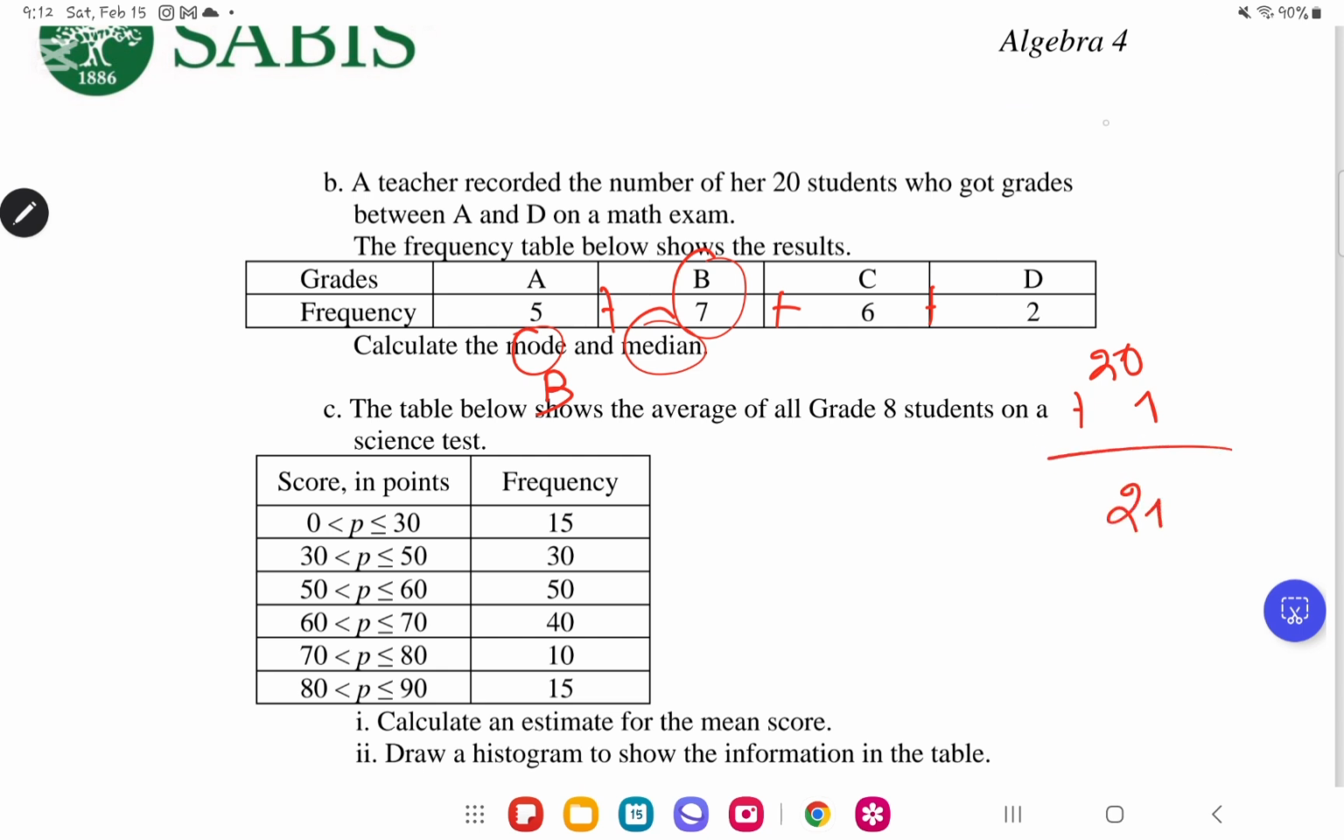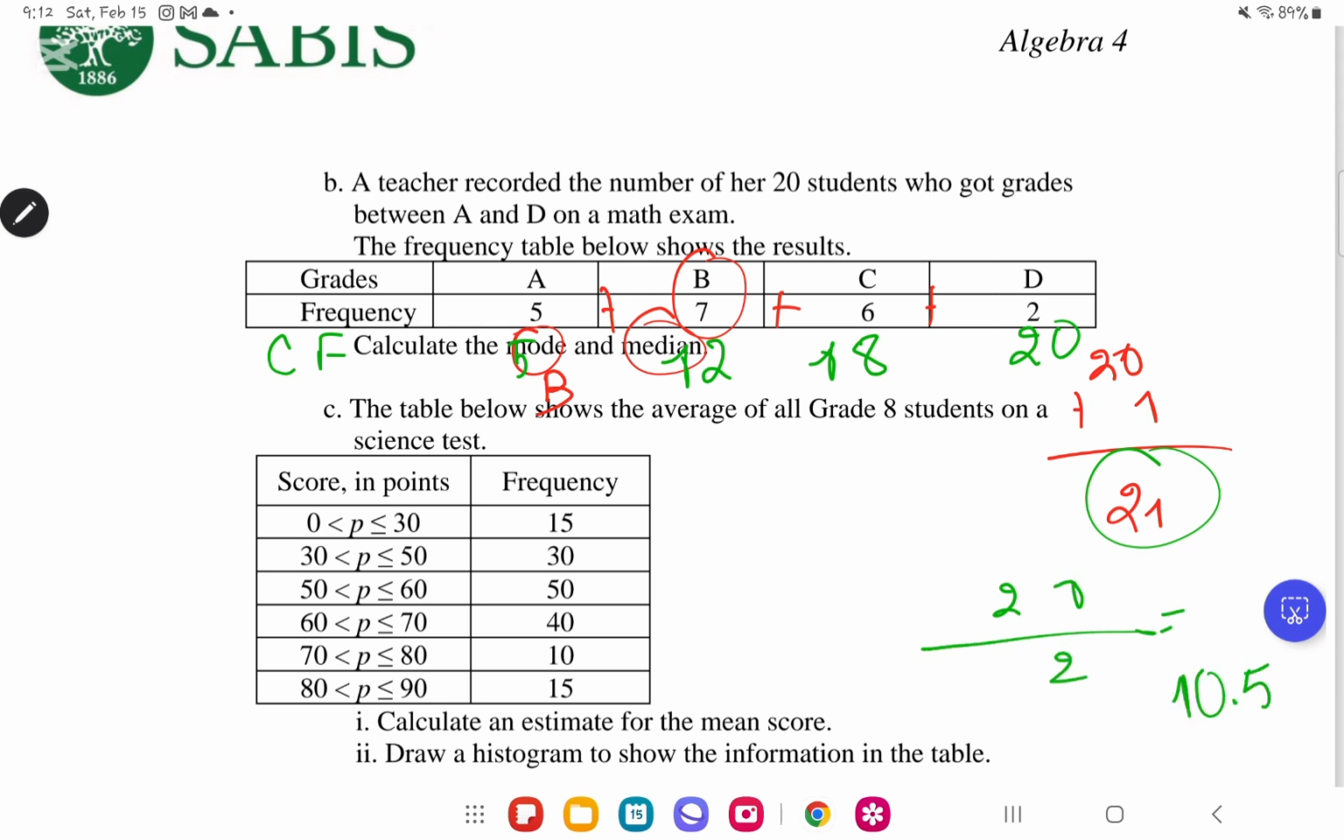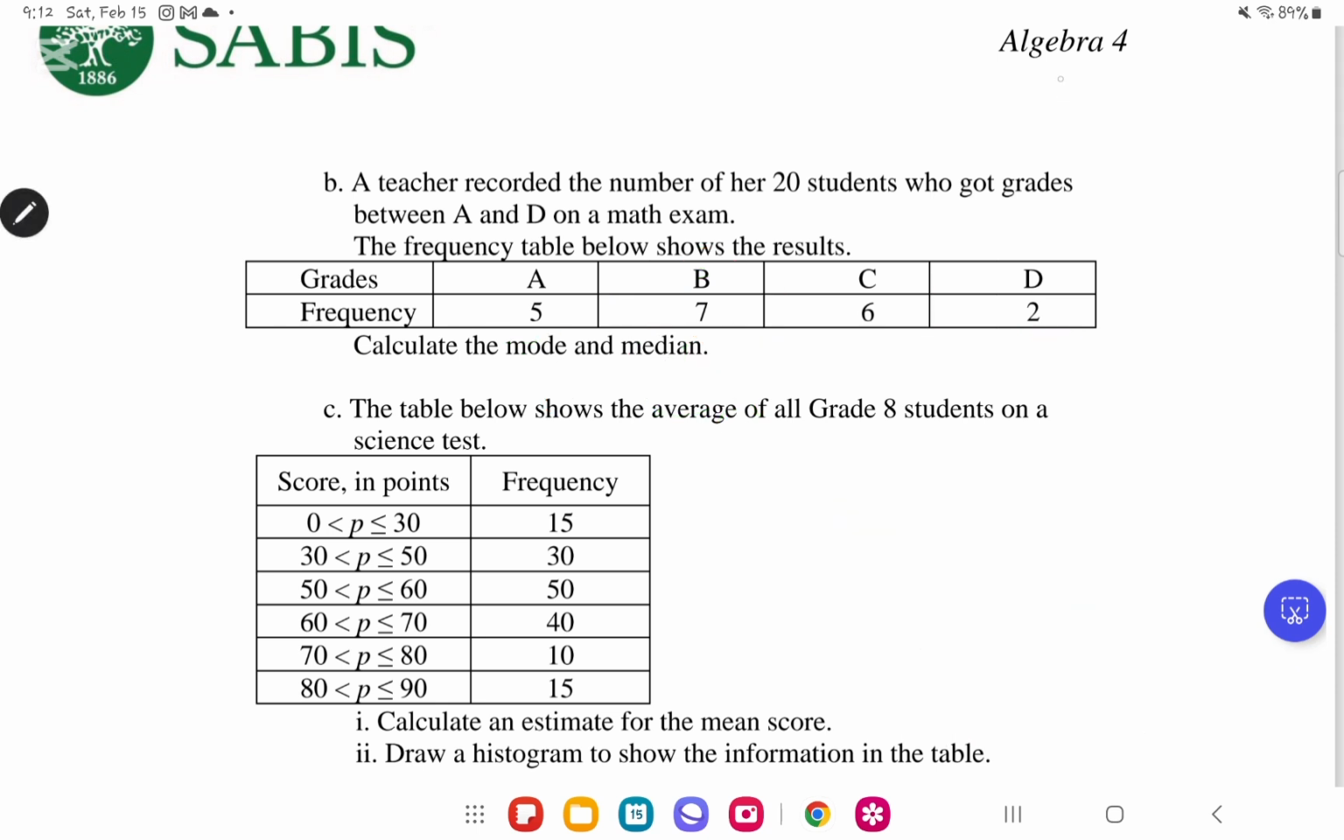And now, what do we do with this 21? We're going to find the cumulative frequency, so we keep on adding them. This is 5, then 12, then 18, and then 20. We take this 21 and divide it by 2. 21 divided by 2 is 10.5. So 10.5 can be found in this category over here. So B is our answer. So B is our median. So our modal grade is B and the median grade is also B.